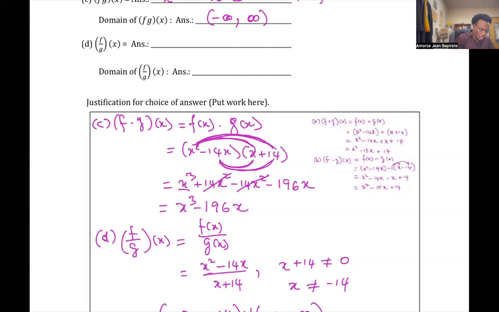So the answers are f of x, f over g of x, that is x cubed minus 14x over x plus 14. X cannot be negative 14, so then the domain will be negative infinity to negative 14 union negative 14 to infinity.